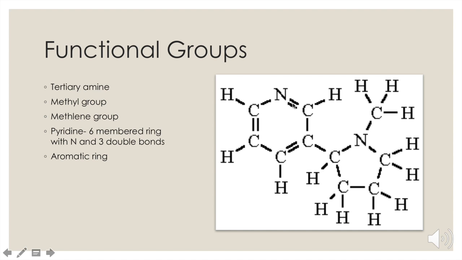The other nitrogen over here is part of a 6-membered ring, in which nitrogen is one of the members and the other 5 are carbons. You can also see these double bonds here, 3 of them, and that group together is called a pyridine. Also remember that even though these are drawn as double bonds, they're not really double bonds, and the electron density is spread out across the entirety of this ring.